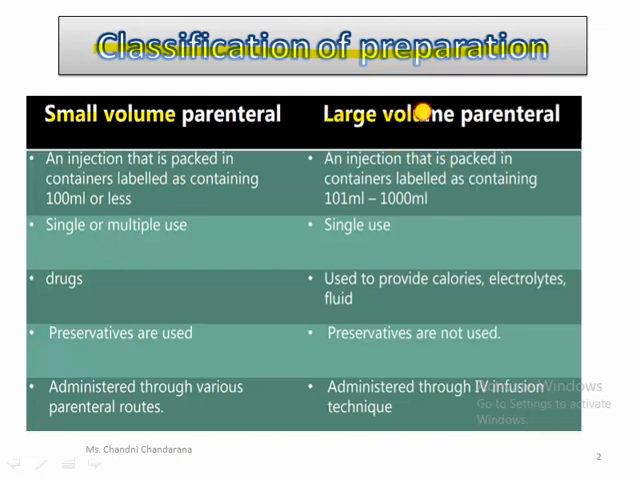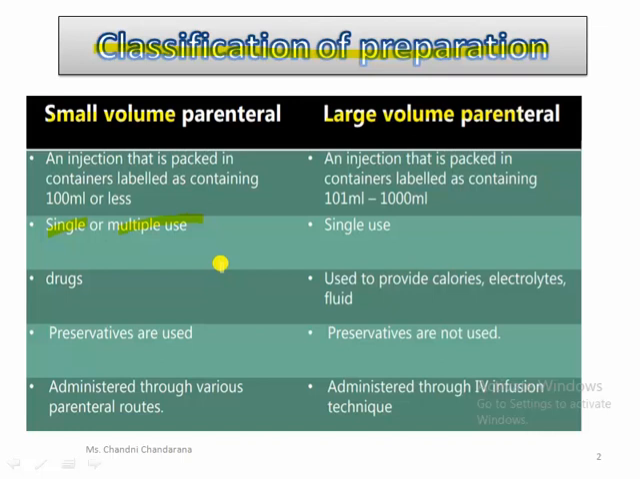And what is large volume parenteral? Whatever preparation we have contains more than 100 ml, or you can say 100 ml to 1000 ml of the solution. Now, the small volume parenteral is used for single or multiple use. What is single or multiple use? For example, we can use it once or we can use it multiple times. That is multiple use. For example, eye drops, we can say ophthalmic preparation.